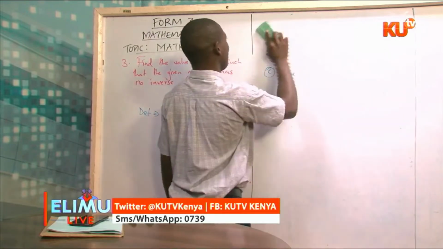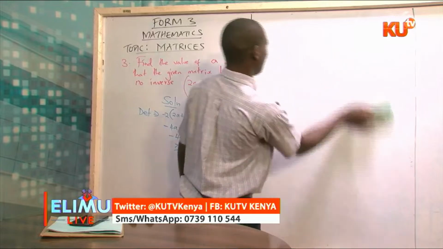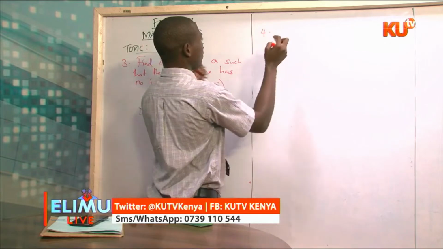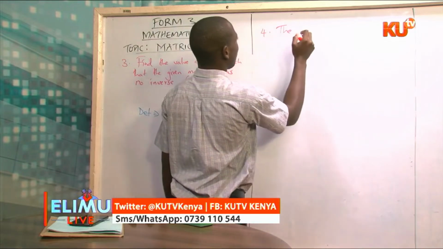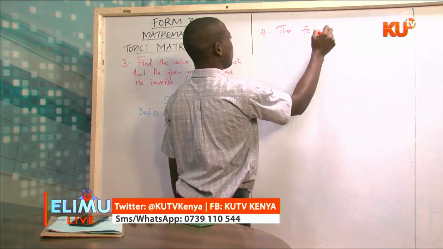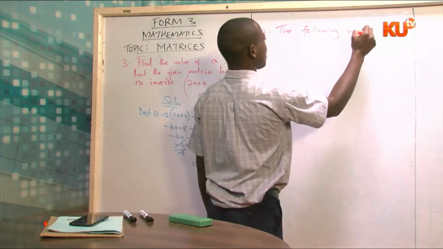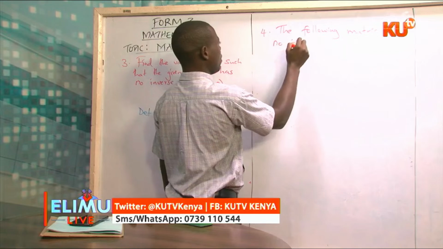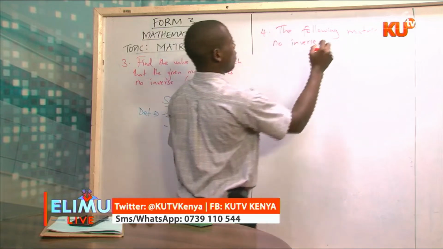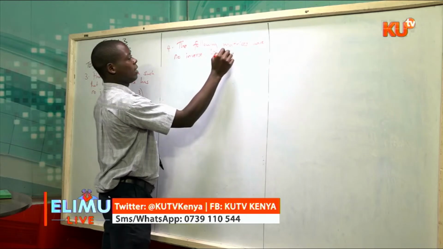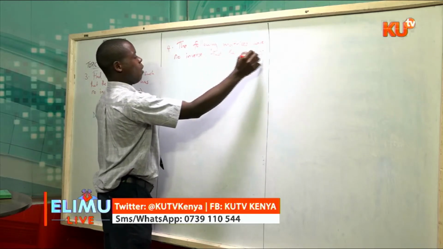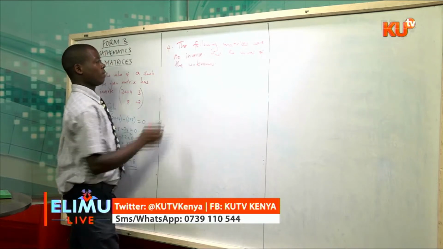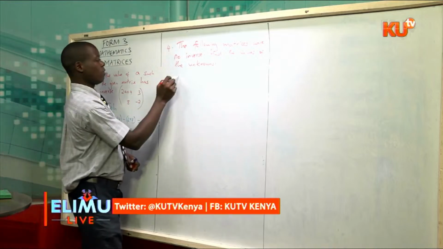And our last example on this case, our last example, is number 4. The following matrices have no inverse. Find the values of the unknowns.